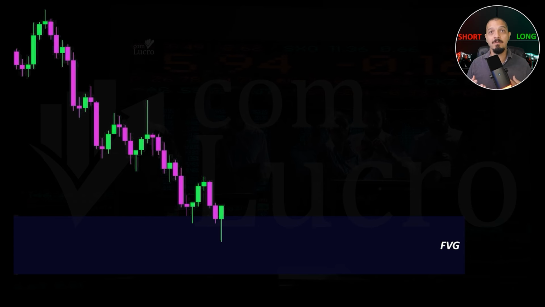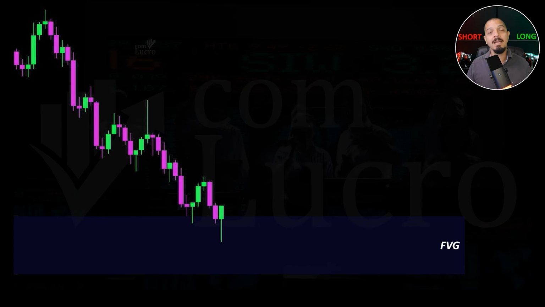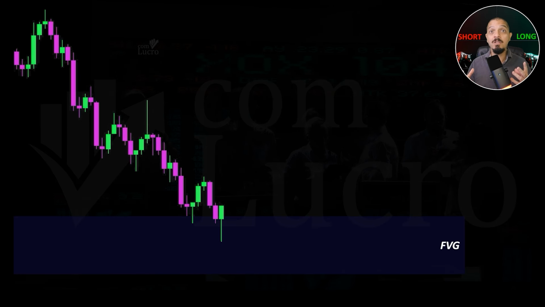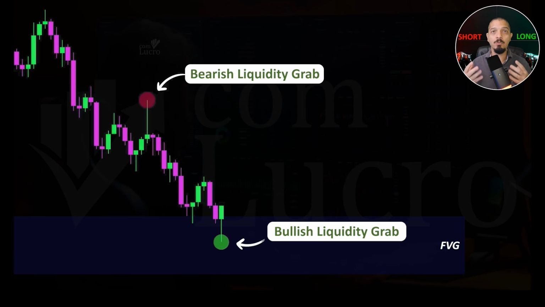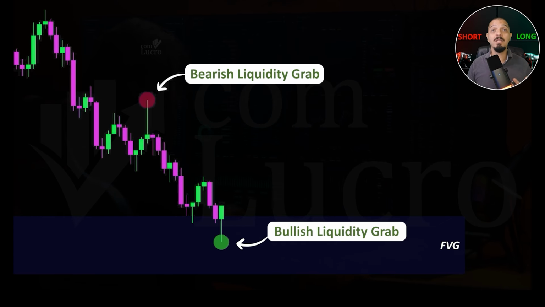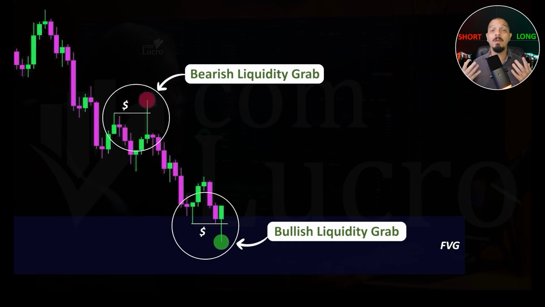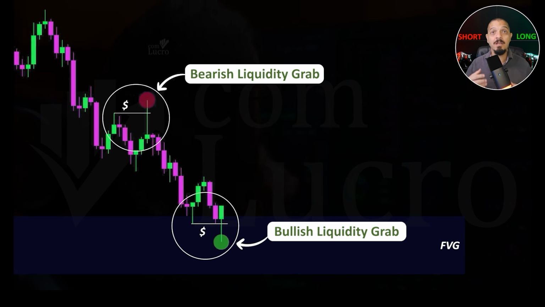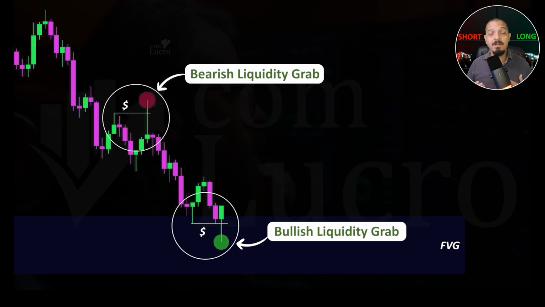On this lower time frame, the goal is to spot signs of a possible reversal. One strong clue is a bullish liquidity grab, when price briefly wicks below a previous swing low before reversing upward. This move shows where stop losses were triggered, followed by a sharp reaction in the opposite direction. Liquidity grabs often occur near key zones like fair value gaps and can serve as powerful entry confirmations.